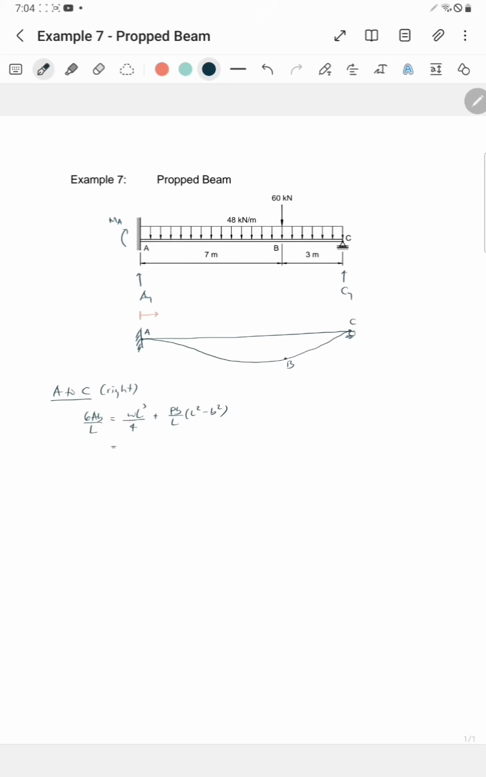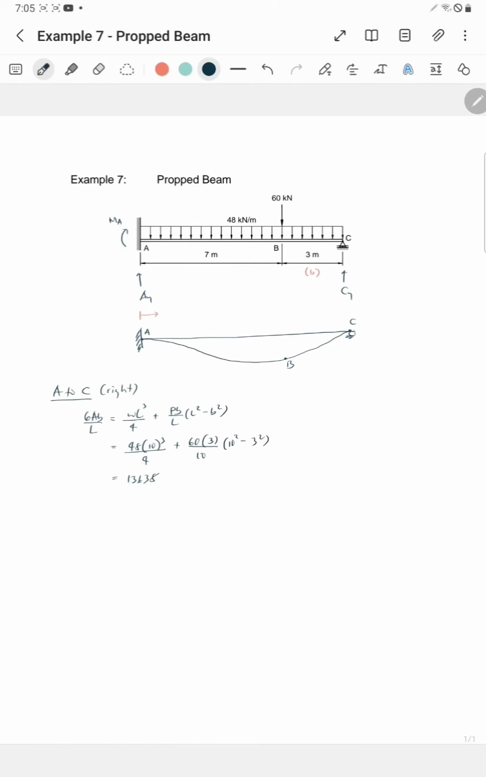So, direct substitute. The uniform load is 48. The length is the distance from A to C, 10. Then cube over 4, then plus the load P, the concentrated load is 60, and B is 3, then over L 10, then L square minus B square. So the parameter 6AB over L is 13,638.